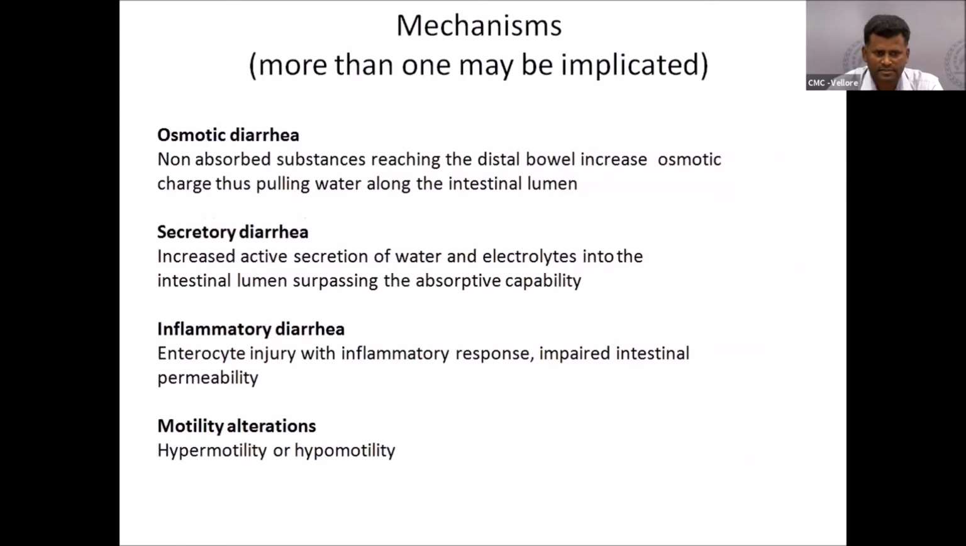There are several pathophysiological mechanisms for diarrhea. One is osmotic diarrhea, where a non-absorbed osmotic load in the colon pulls water along the intestinal lumen. Another is secretory diarrhea, where there is increased secretion of water and electrolytes into the intestinal lumen, more than the absorption. Then inflammatory diarrhea, mainly injury to the intestinal cells because of the inflammatory response. And motility alterations, like hypermotility or hypomotility, can also cause diarrhea. These are the mechanisms behind diarrhea.